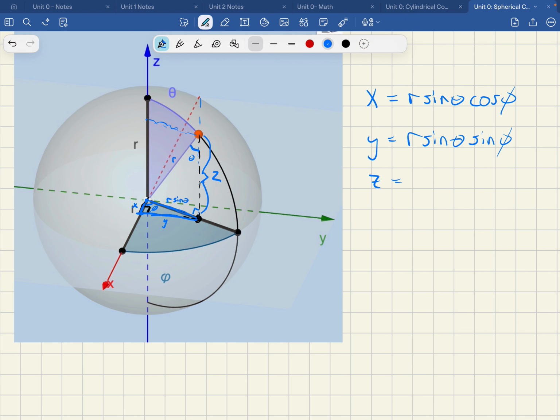Right, and this distance from the origin, this is a rectangle here. And so the height of that rectangle is z. And if I go back to looking at just this red triangle here, this vertical triangle, z will be equal to the hypotenuse, which is r, times the cosine of theta, because it's the adjacent side.